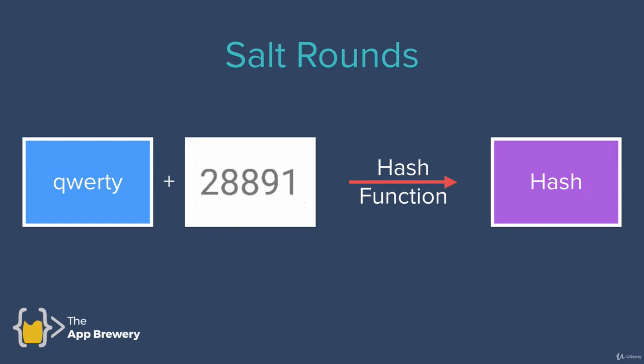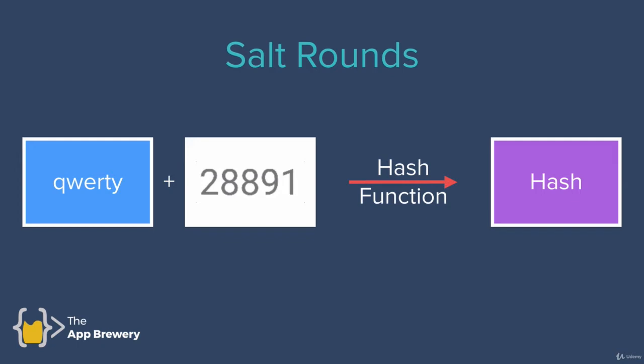Well, let's say that our original user password was QWERTY, and we generate a random set of characters as the salt. So now we have QWERTY and a random set of salt. We pass it through our hash function, bcrypt, and we end up with a hash.